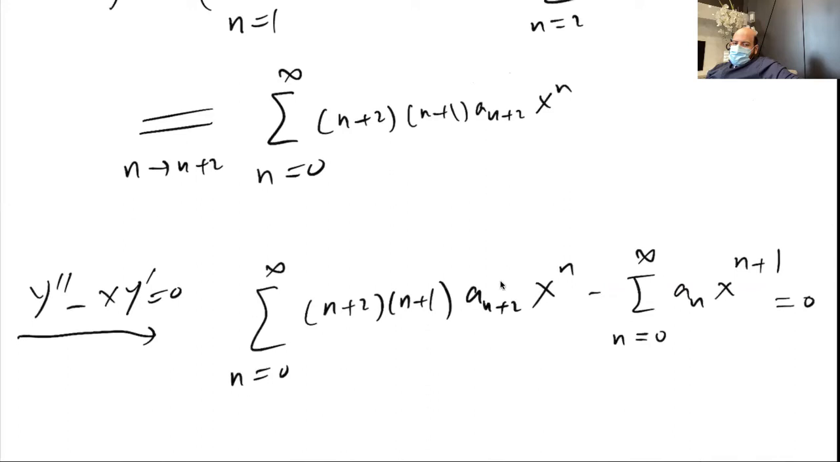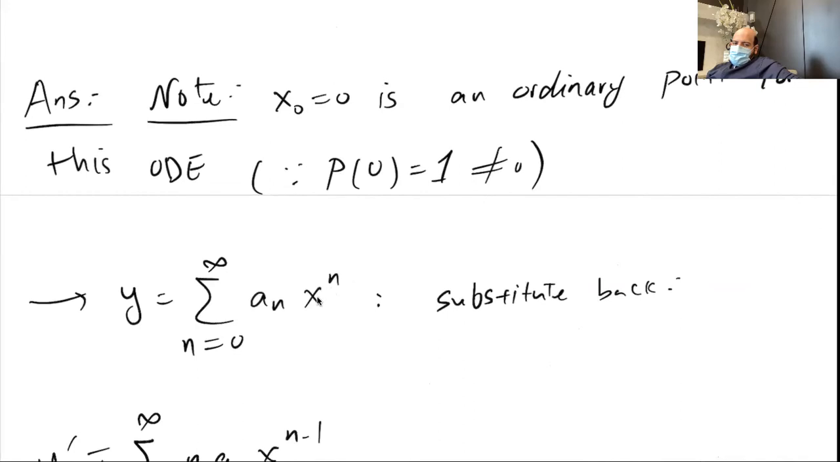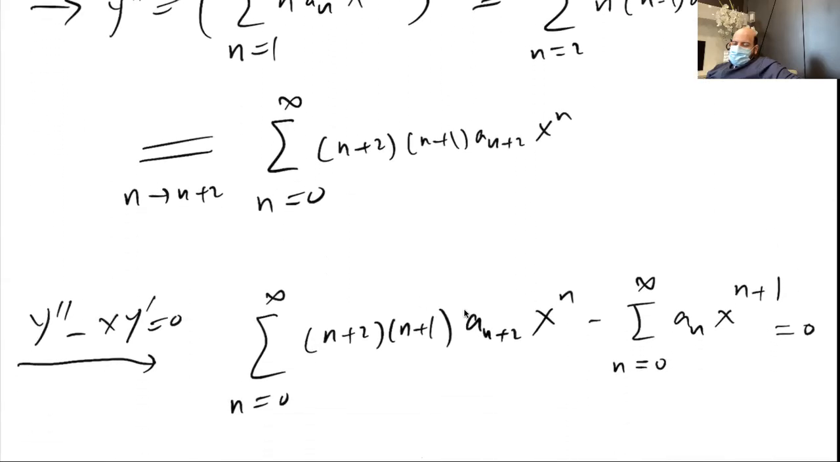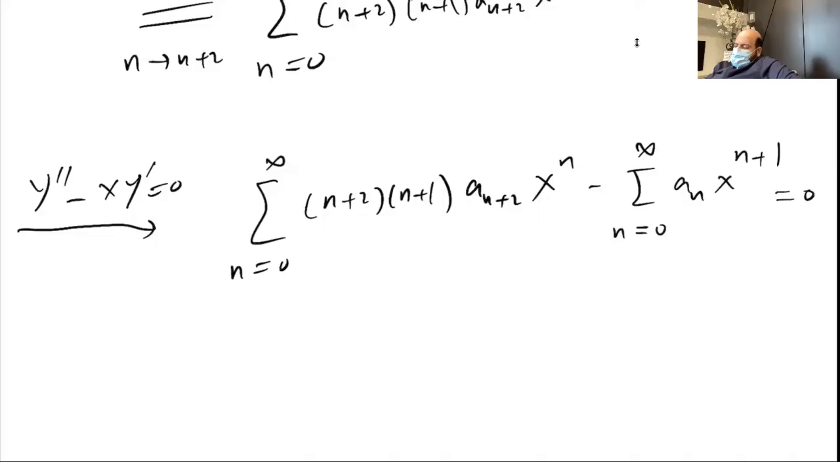So this term is y double prime, and this is xy. Why is it xy? Because y is this. If I multiply with x, x to the power n changes to x to the power n plus 1, but everything else remains the same. So sigma a_n x to the power n plus 1 equals 0. All right, now we can see that the powers do not match here, because one power is n, the other one is n plus 1. We said that the powers have to match so that we can add the coefficients.